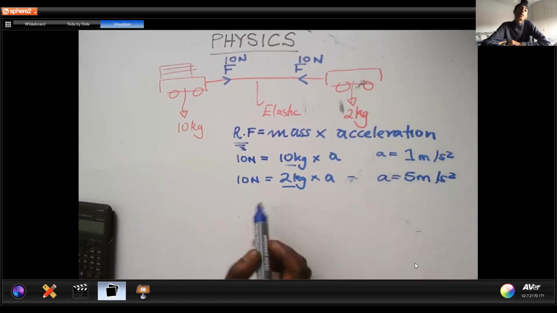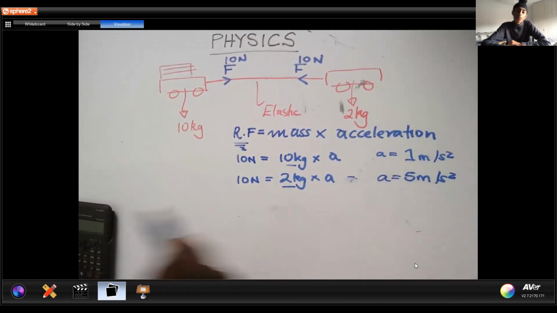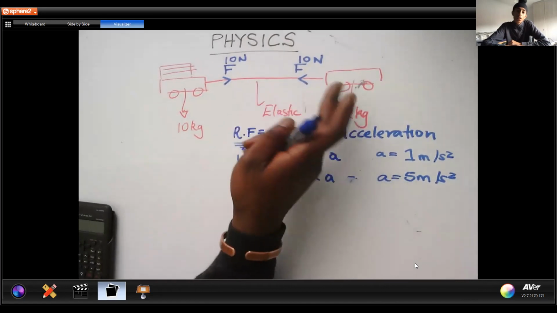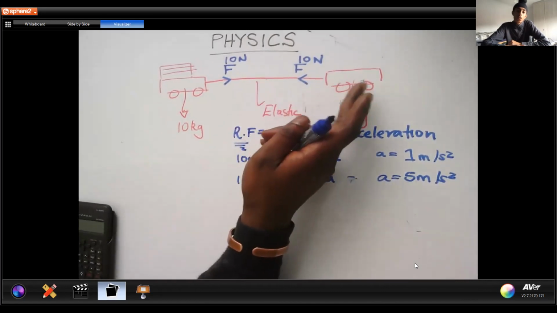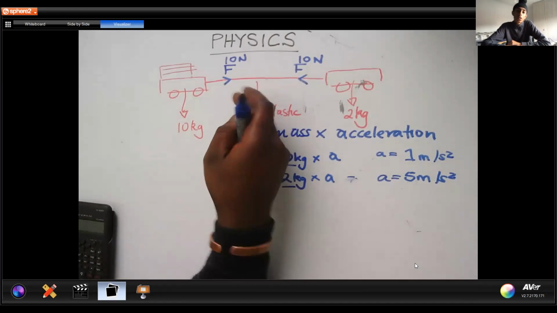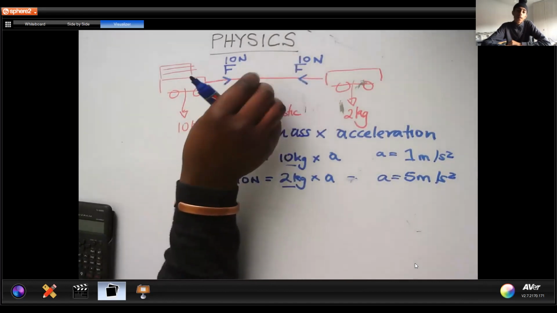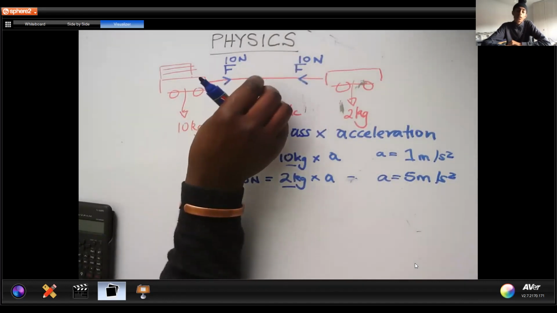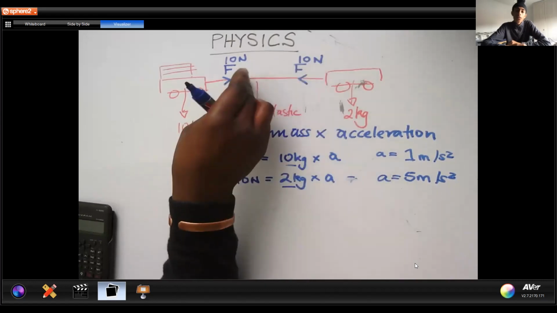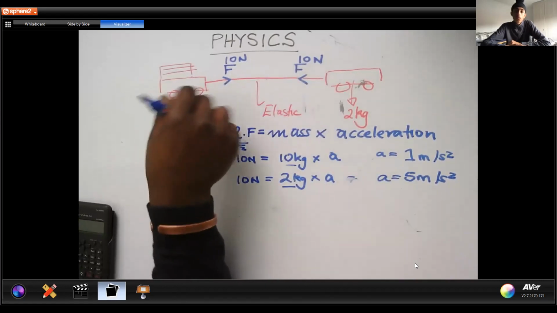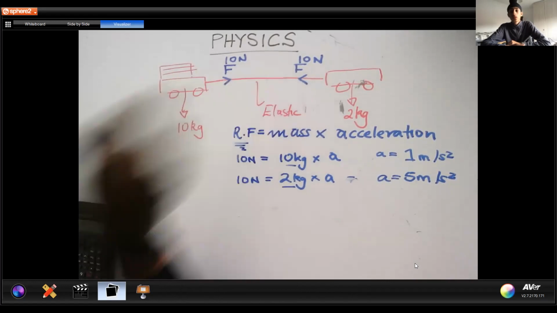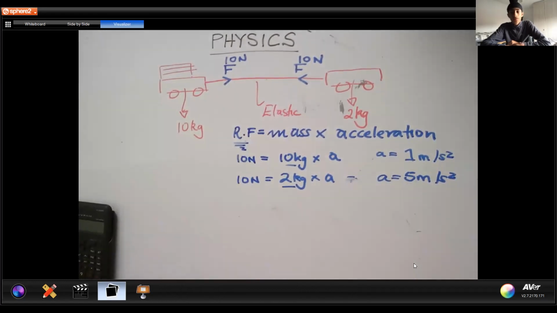And if you do the demonstration, if you try it in school, you'll notice always that the smaller mass travels much, much further. So when you let go, these are not going to meet in the middle. They're going to meet more towards the end of this 10 kilogram. It would have traveled a far shorter distance.